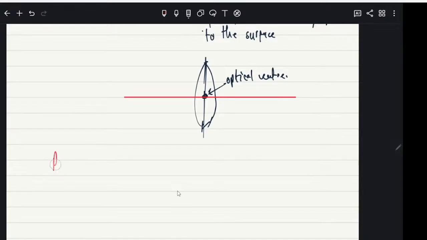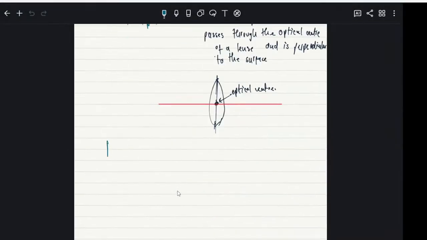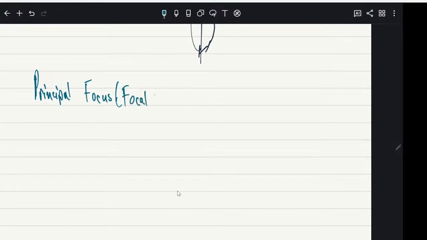Then, what was the other one? The principal focus or the focal point. Principal focus, not principal axis. Principal axis, we've seen it. Now we are talking about principal focus, or the focal point, the F. What is it?